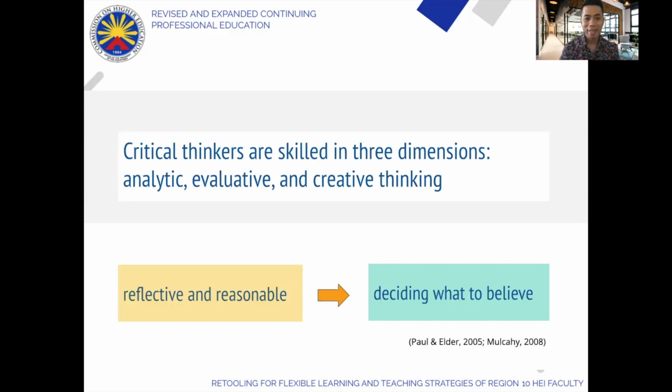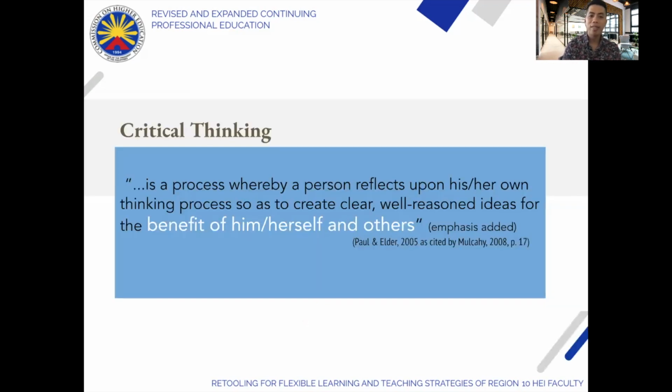peak of critical thinking. So therefore, the goal is to be reflective and reasonable in order to decide on what to believe. So when you are reflective and reasonable, you make good decisions. You also make the teaching process, I think, more meaningful and relevant to your students. So let us go on and move to the next slide.